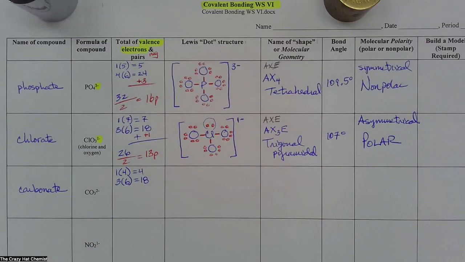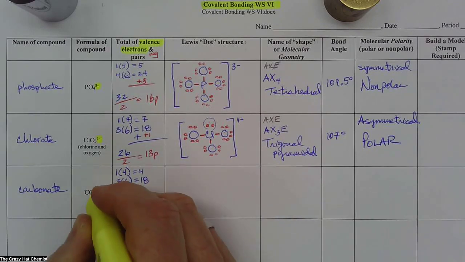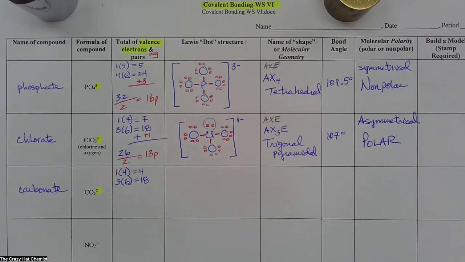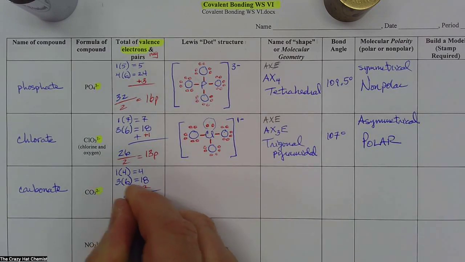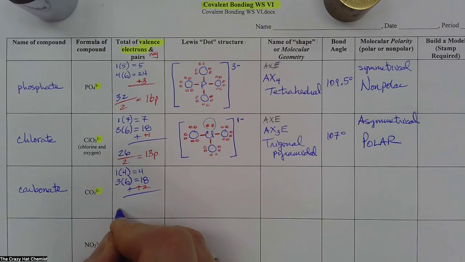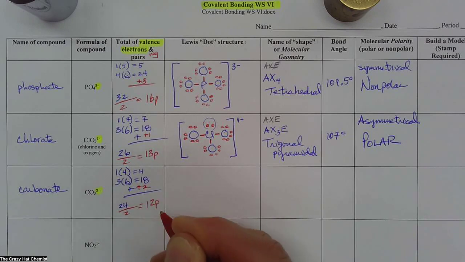And then, of course, we are going to add the charge that is with the carbonate. That is a 2 minus, so we are going to add 2. Totally adding all this up, we get 24 electrons. And of course, we always divide by 2, so you're going to get 12 pairs.